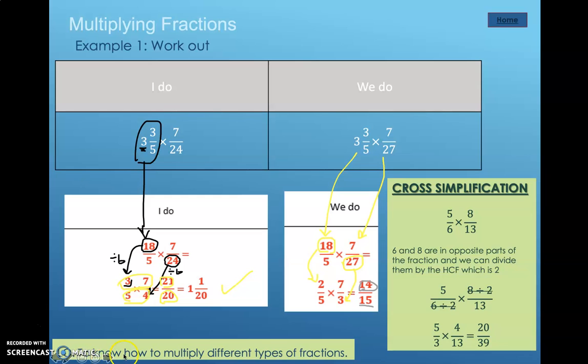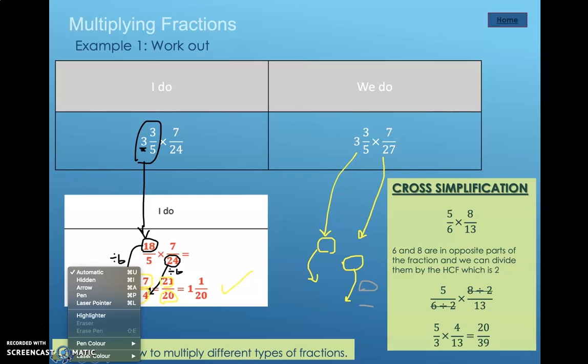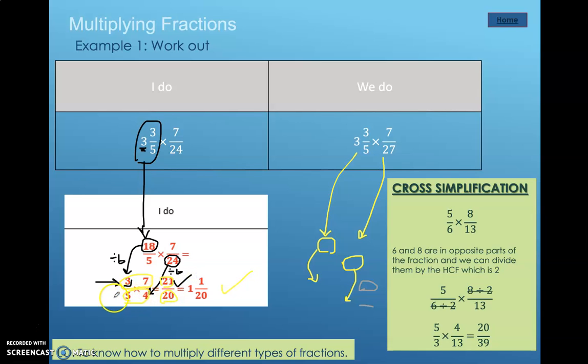So now all we have to do is multiply our numerators together. So 3 times by 7 gives us 21. And 5 times by 4 gives us 20. So then we simplify that and make a mixed number, so we get 1 whole and 1 over 20. Can you pause the video now and give the we do a go?